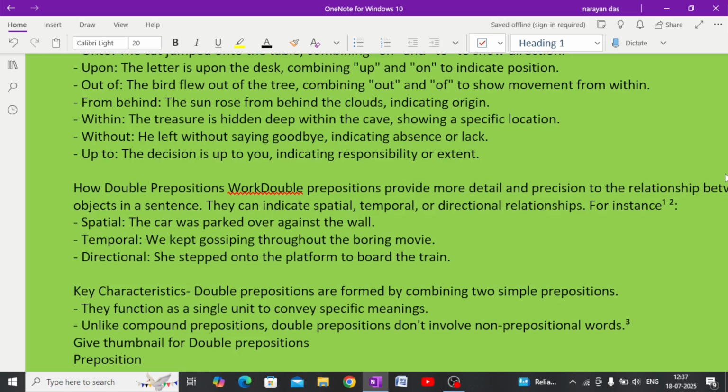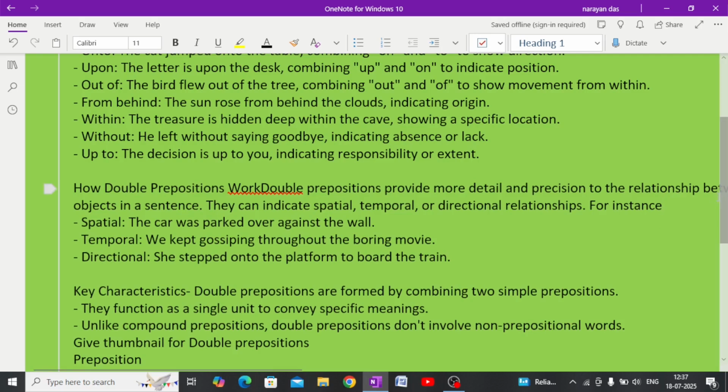Key characteristics. Double prepositions are formed by combining two simple prepositions. They function as a single unit to convey specific meanings. Unlike compound prepositions, double prepositions don't involve non-prepositional words. This is very important. It means double prepositions have only prepositions to be attached, that is, to be put side by side. So students, these are important for you to understand prepositions.